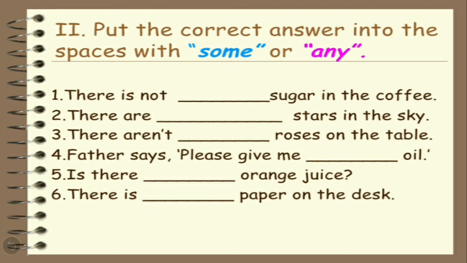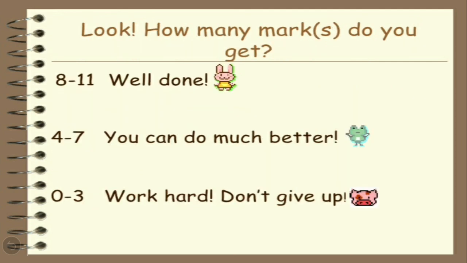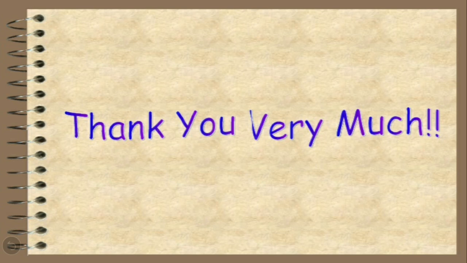And you have solved all the 6 sentences. Then again, look, how many marks do you get? If you are getting 8 to 11, then well done. If you are getting 4 to 7 correct, you can do much better, children. And if you are getting below 4, that means you need to work hard. So don't give up. Don't lose hope. There are always chances of doing better and better.